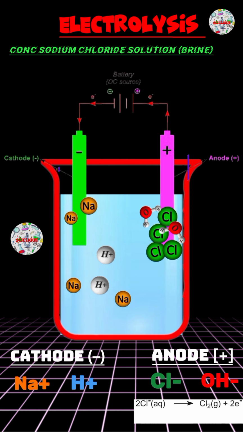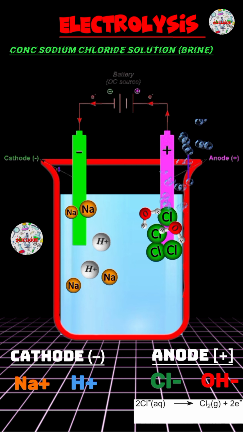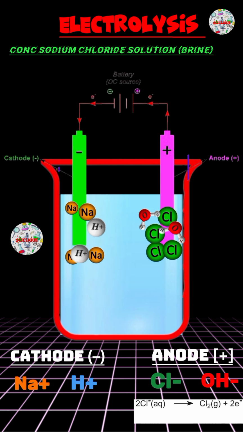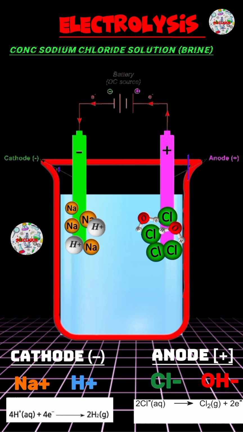So chlorine gas is going to be released. At the cathode, we are going to have sodium ions and hydrogen ions. But in this case, you're not going to have sodium ions being discharged even though they are at a higher concentration. And the reason for this is because hydrogen ions have a greater tendency to gain electrons than sodium ions. So the hydrogen ions are going to gain electrons and form hydrogen gas.